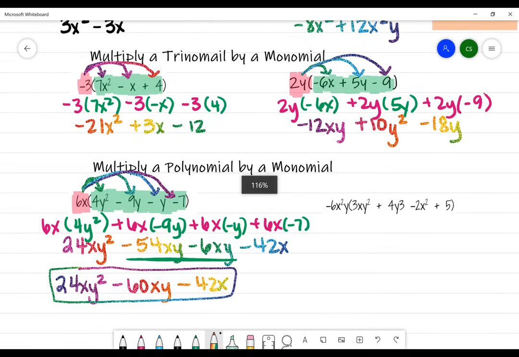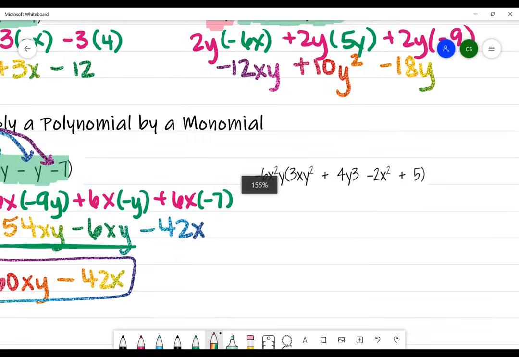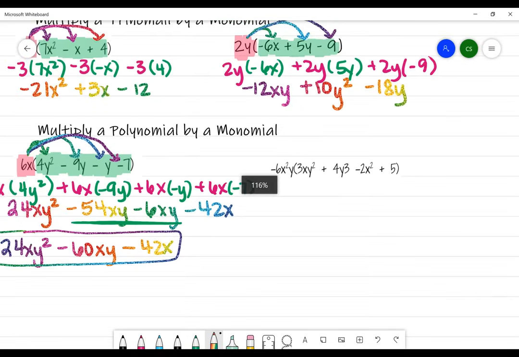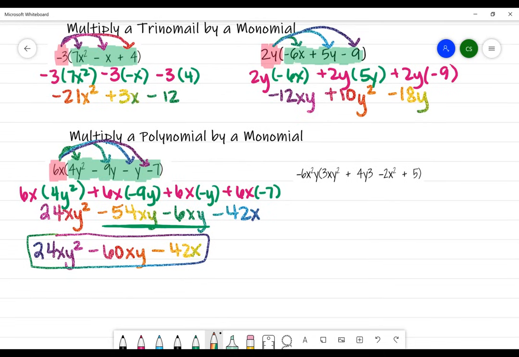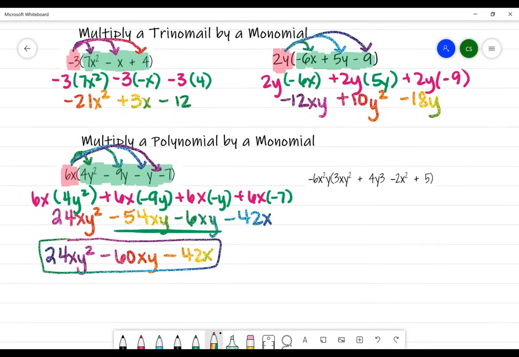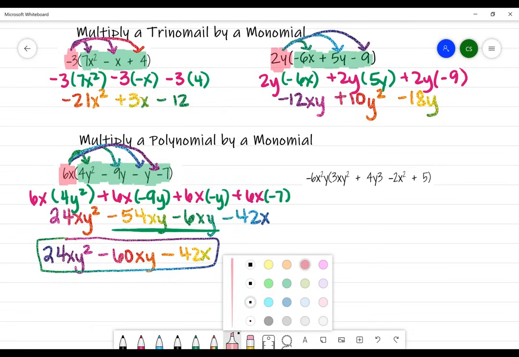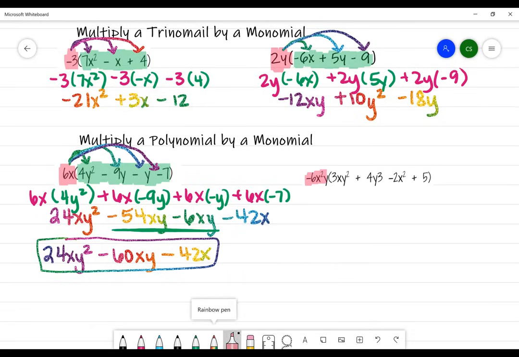All right, now last example. Negative 6x squared y times 3xy squared plus 4y cubed minus 2x squared plus 5. All right, so I'm taking the outside term and multiplying it to all the terms on the inside. Very repetitive, guys.